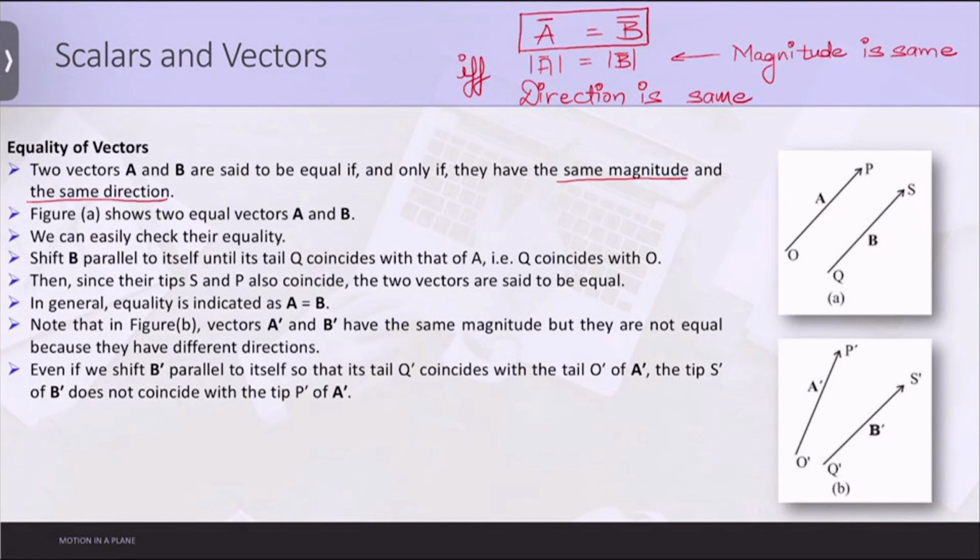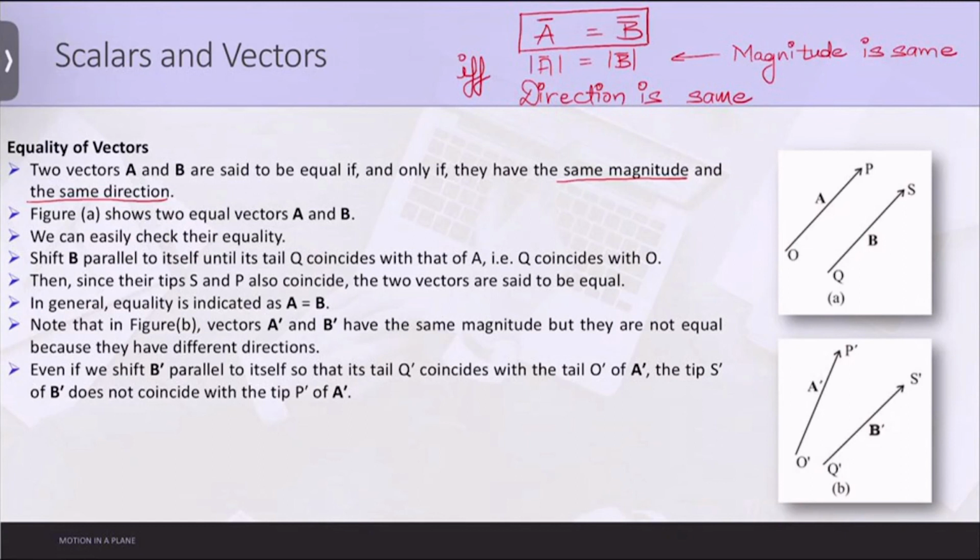Two vectors A and B are said to be equal if and only if they have the same magnitude and the same direction. It is not required that both vectors should overlap each other. That is not the consideration here. They can lie anywhere in space, even kilometers far from each other. Only the magnitude matters, so basically the length of those vectors should be same, and the direction of both should be same.